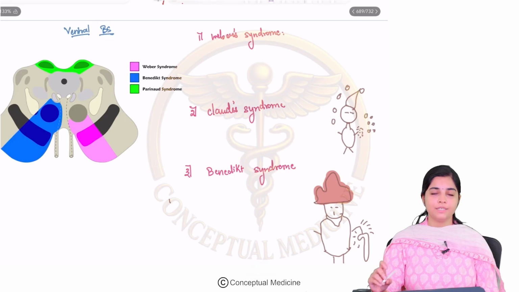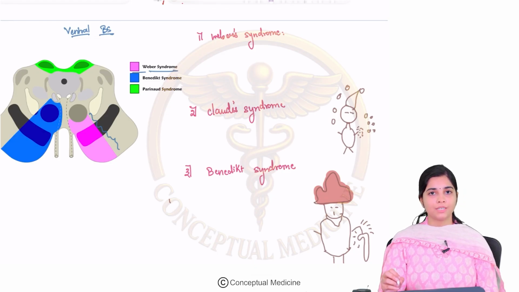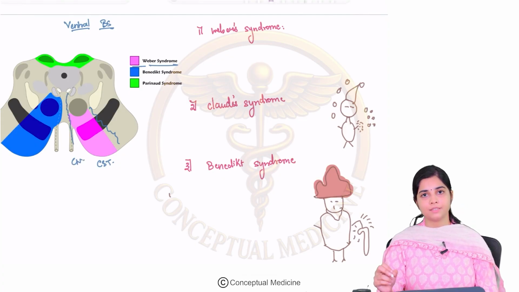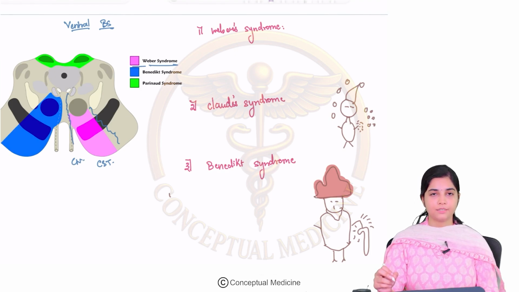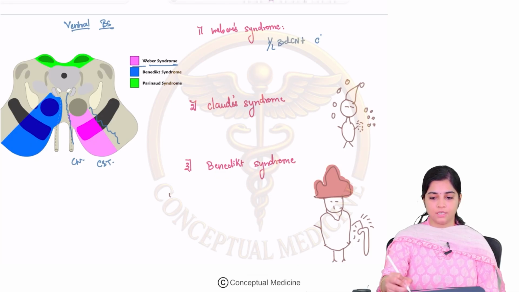So the first syndrome is Weber's syndrome. You can see that Weber's syndrome is highlighted in pink. What are the structures that are involved? Here we have the corticospinal tract and the third cranial nerve. In Weber's syndrome, because it's a brainstem syndrome, you will have corticospinal tract involvement, which is contralateral. You will have a crossed hemiplegia. So ipsilateral third cranial nerve palsy plus contralateral hemiplegia.